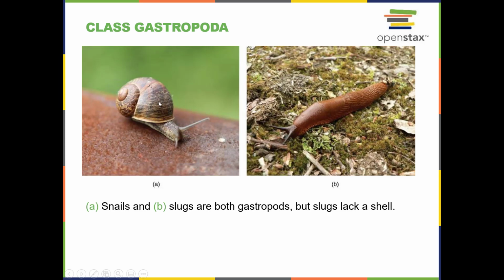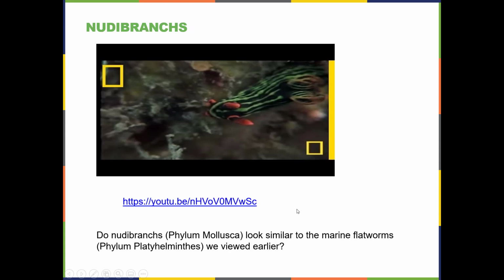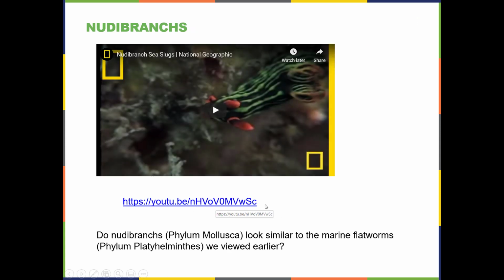And it's interesting that on the snails and the slugs, I think as well, the place where the anus comes out on the slug is the same. It's on the back of the neck. But these guys are called gastropods. And then nudibranchs. I will put this little video in your module so you can watch it.